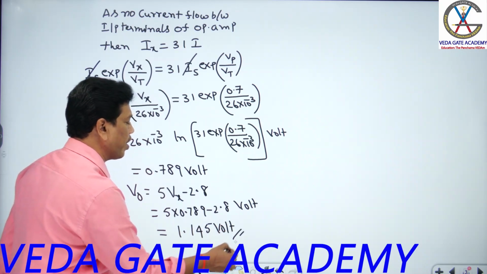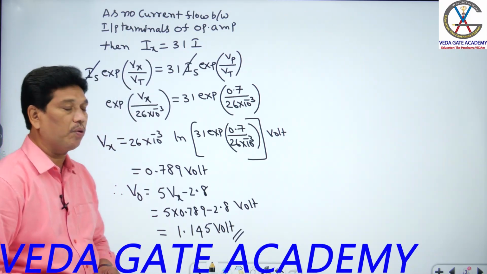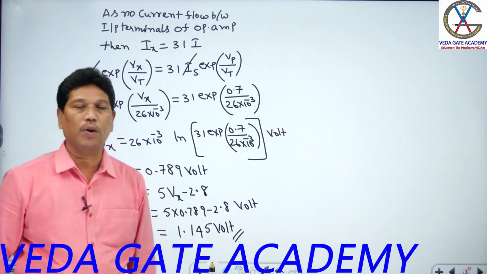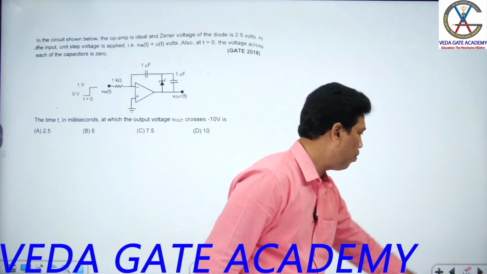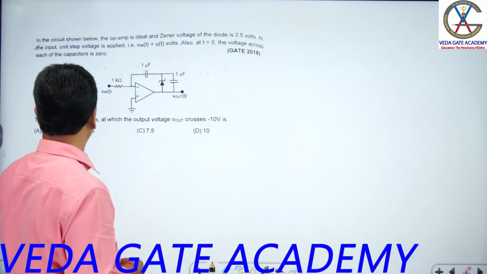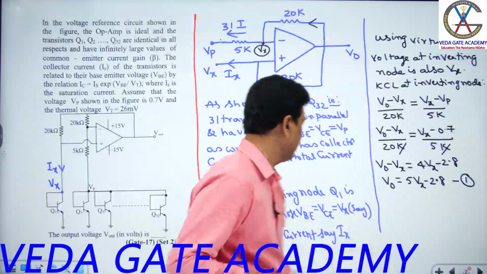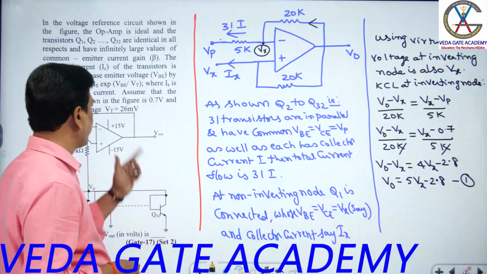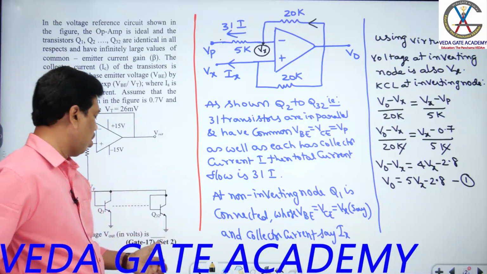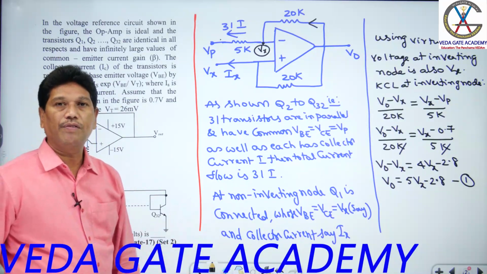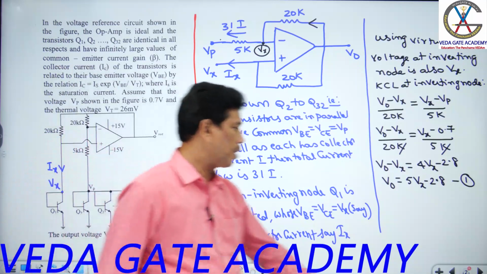So this is the output voltage we may get. So the corresponding output voltage V0 equal to 1.145 volt, students. So what is that corresponding output voltage V0 asked, students? That equals 1.145 volt. Okay. Check out the next question, students.